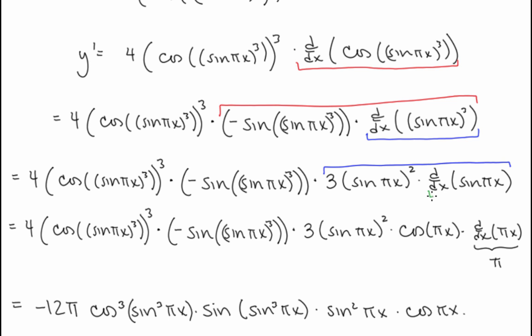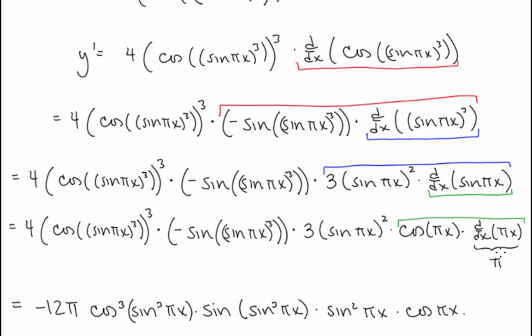Now to take this derivative, we're again going to have to use the chain rule. Here we have sine of pi x, and so the derivative is going to be cosine of pi x multiplied by the derivative of pi x. The derivative of pi x is just pi, and so now we're through.